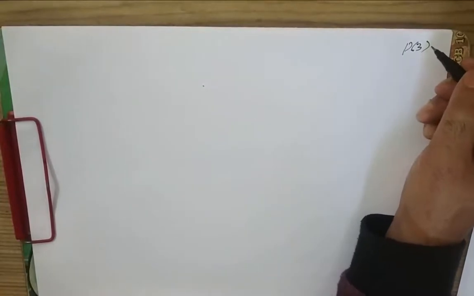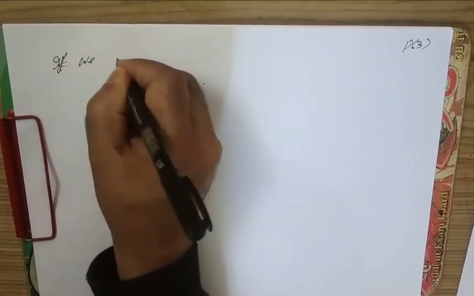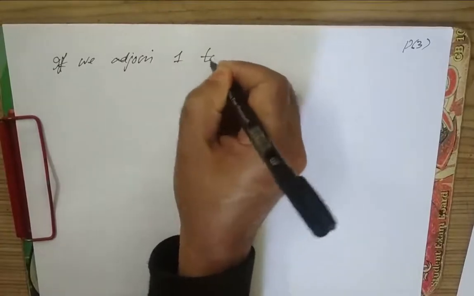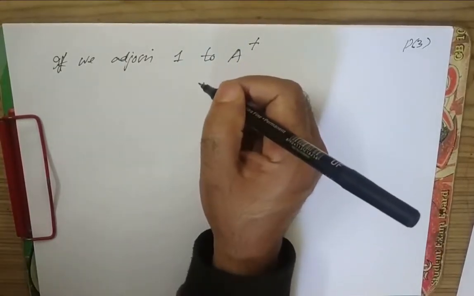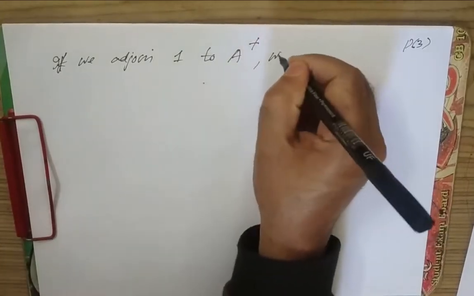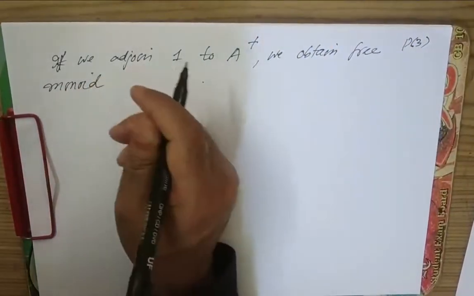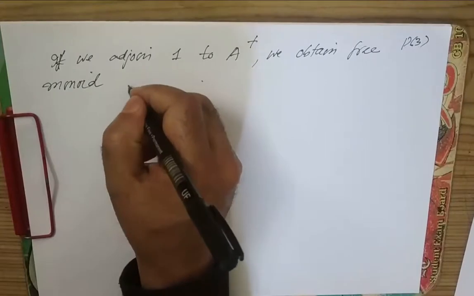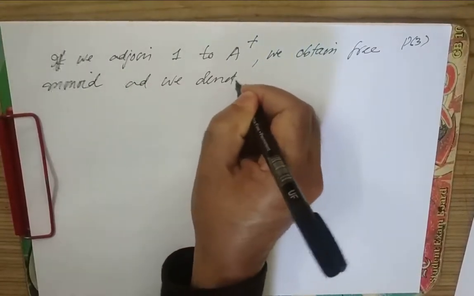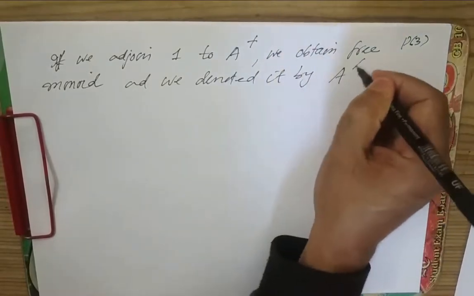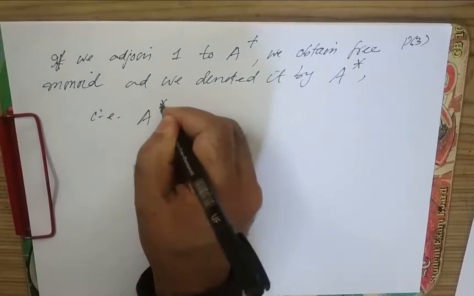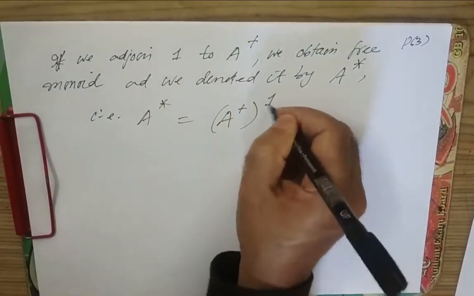So next we define free monoid. Now if we adjoin 1 to the free semigroup A plus, we obtain the free monoid. 1 is the identity. We adjoin this identity, and we denote it by A star. So what's A star actually? A star is equal to A plus adjoin identity 1.